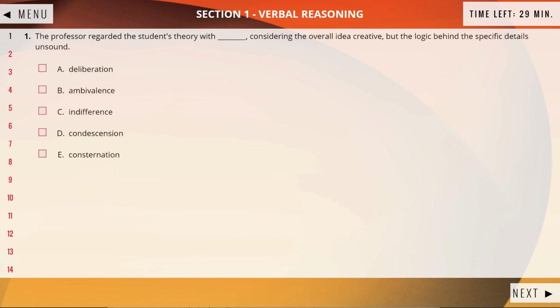The professor regarded the student's theory with something, considering the overall idea creative, but the logic behind the specific details unsound. So he thinks the logic is bad, so he regarded the student's theory with indifference, ambivalence, deliberation, condescension. Consternation is too harsh. Condescension is too harsh as well, because he did think the idea was creative. Indifference is not caring, but he does care. I think ambivalence, because there's good things, it's creative, but there's also bad things, the logic being unsound. So I think that's right.